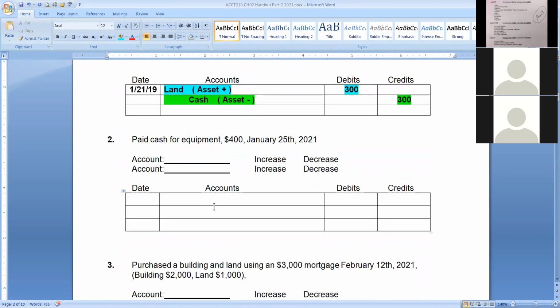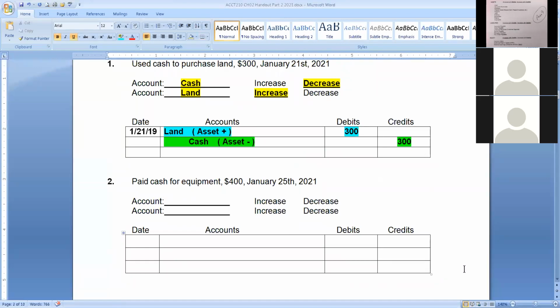Okay, let's go to number 2 here. Paid cash for equipment. So which accounts are we using? We're using cash. Yep. And then I think equipment. Yep. So we got cash and we have equipment. You're absolutely right. Okay, the cash, is it increasing or decreasing? Decreasing. Yep. Very good. Equipment? Decrease. Yep.